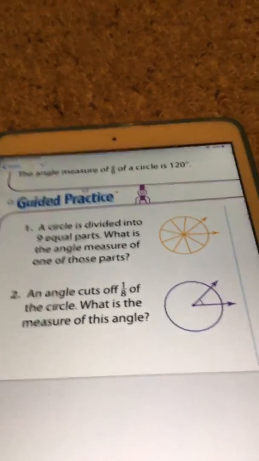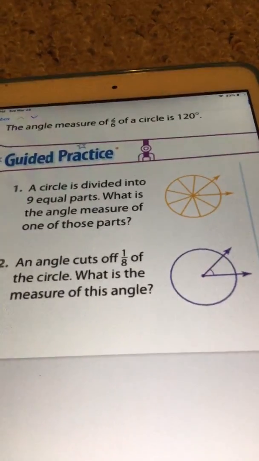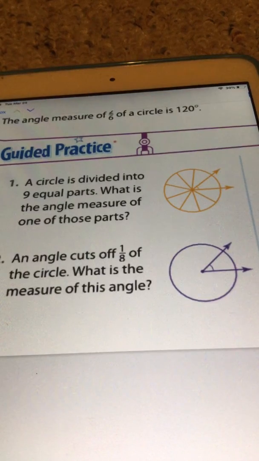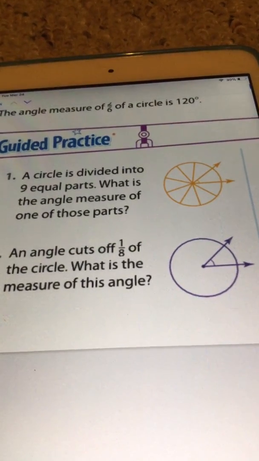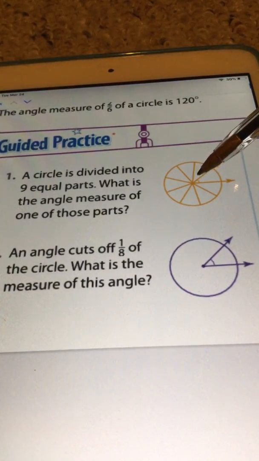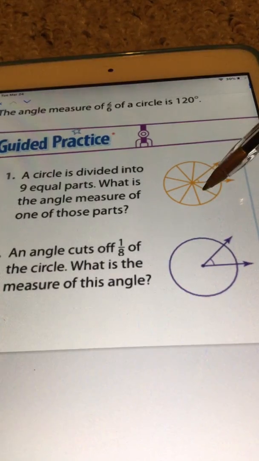The first one says, a circle is divided into 9 equal parts. What is the angle measure of each one of these parts? So it means, how do you measure each of these little pieces? What is their measurement? You might have heard people say, like, do a 360 or jump in a 360. The reason it's a 360 is because that is a complete circle. So a circle, the whole thing is 360 degrees.